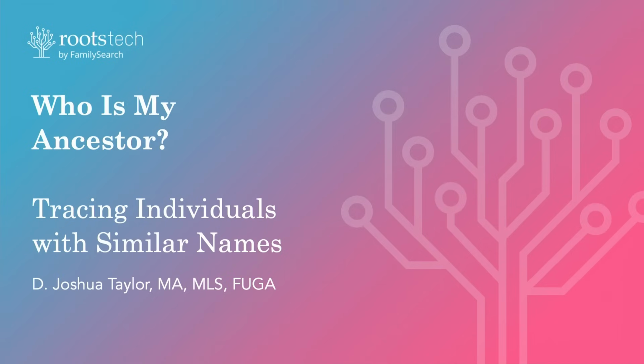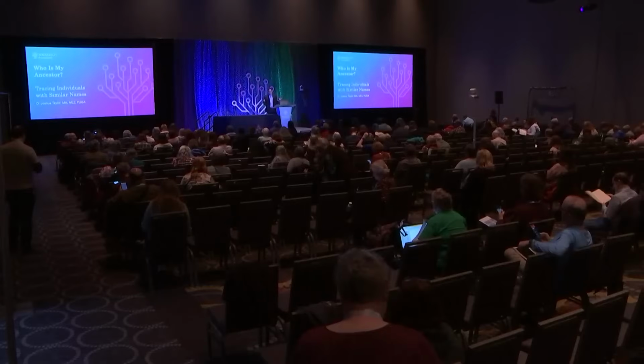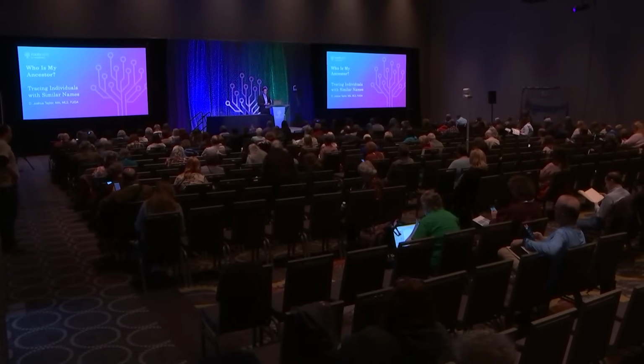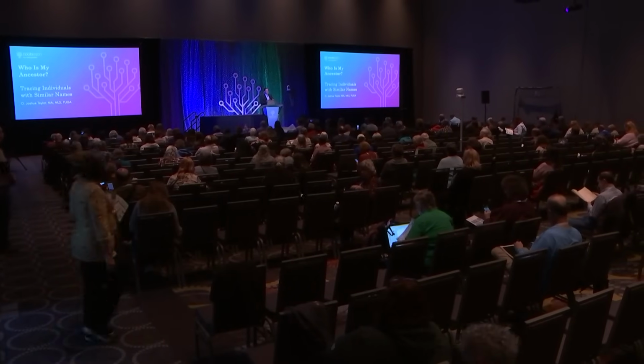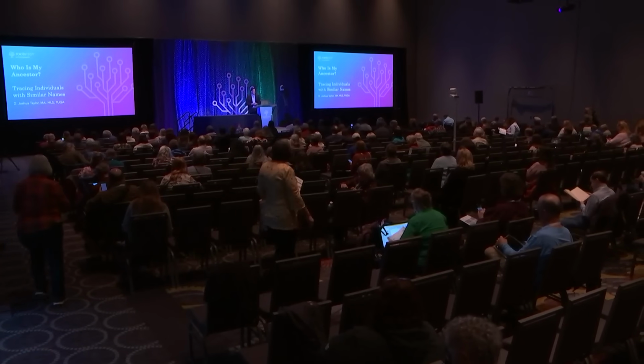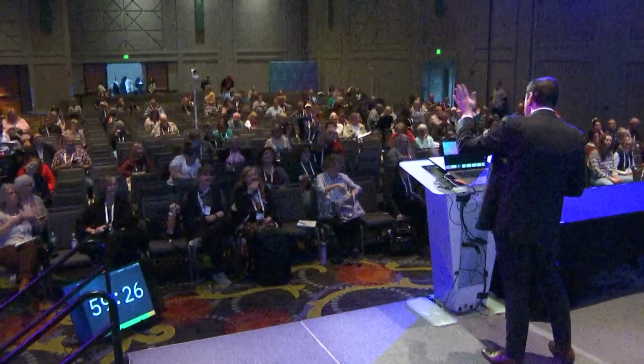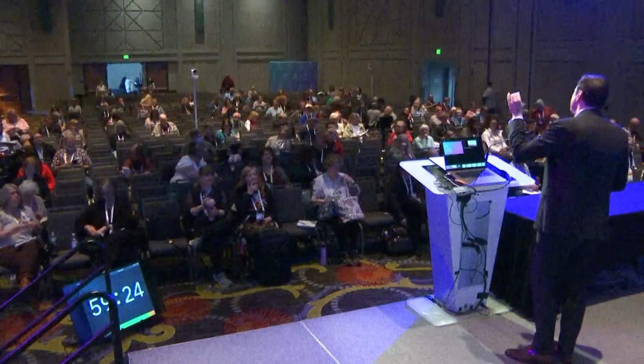My name is Joshua Taylor, and for the next hour, we're going to spend some time discussing who is my ancestor, tracing individuals with similar names. Has anyone in the room or those watching online ever run into this problem before? Two individuals, right? Which one is yours? Which one is the other person's? How do you tell them apart? We run into this problem all the time as genealogists, and so we're going to work through some tips and some tools that you can use to tell your ancestors apart.